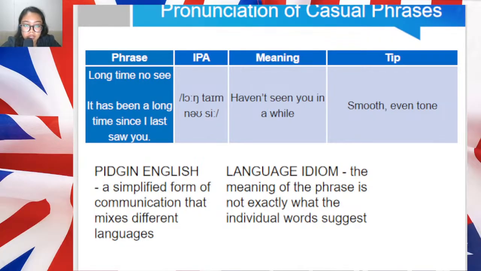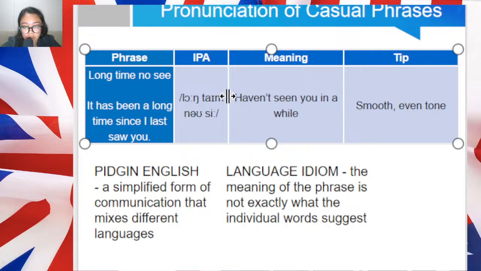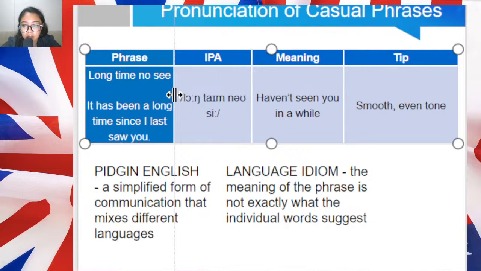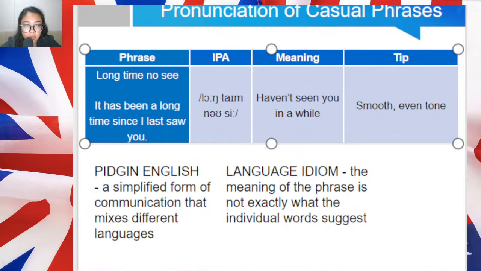Now the pronunciation tip on the slide is smooth, even tone. Now, what does that mean? It means that you say the whole phrase as a single thought, not as four separate words with pauses in between. So the words flow together without much pause, and the sound is even and friendly.